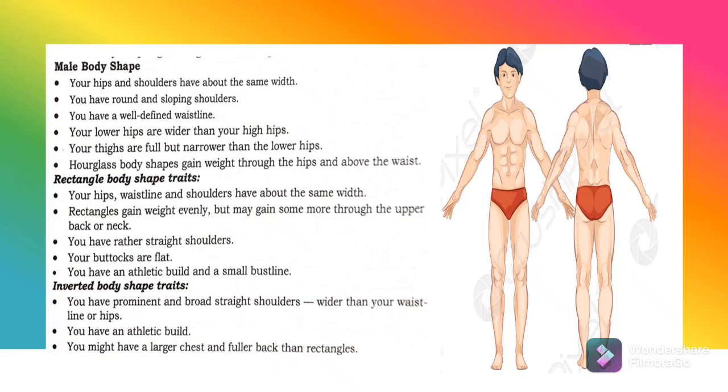You have rather straight shoulders. Your buttocks are flat, walang puwet. You have an athletic build and a small bust line. Inverted body shape naman, if you have prominent and broad straight shoulders, wider than your waistline or hips. You have an athletic build. You have a mildly larger chest and fuller back than rectangles.